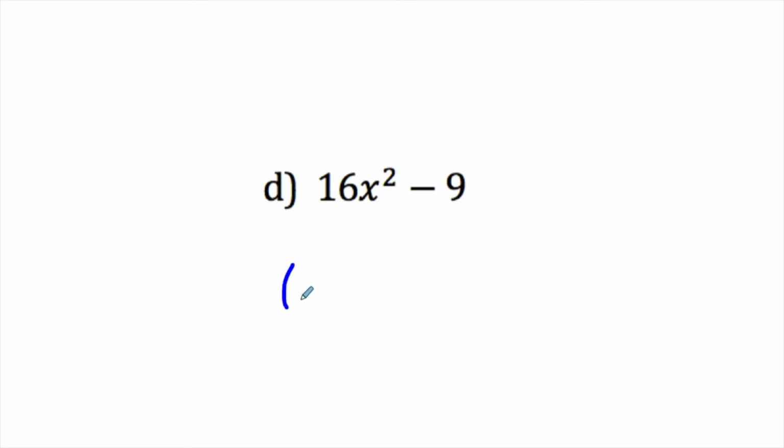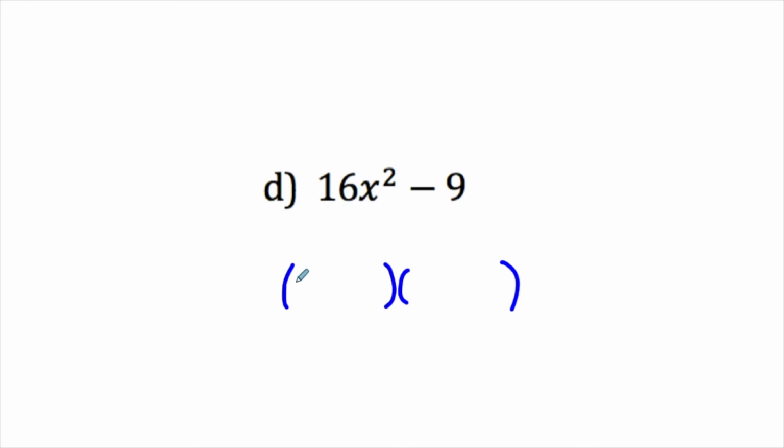Now, this one's a little bit tricky, but it's not any different. It's still the same process. The only difference here is our first term, instead of it just being an x, we have to have some more stuff because we have a 16. It's not just x squared, it's 16x squared.